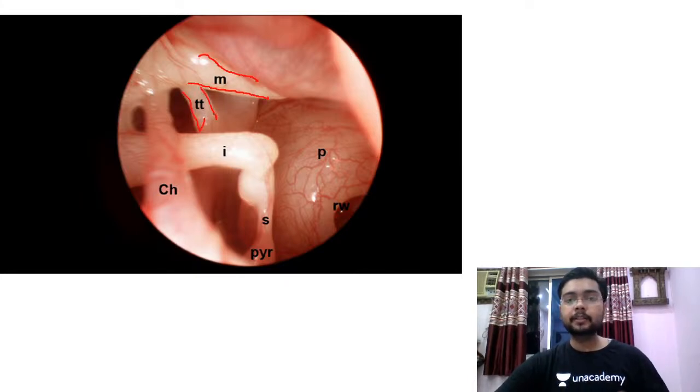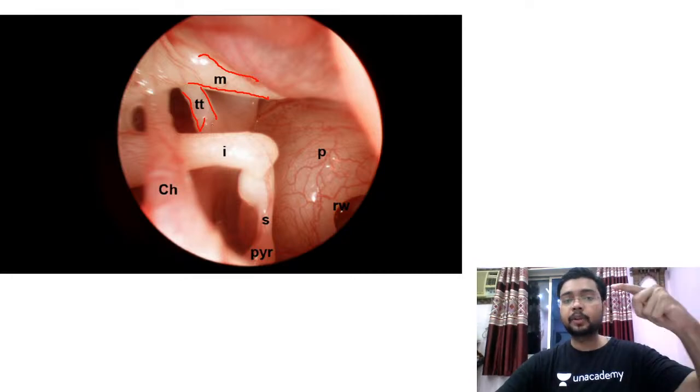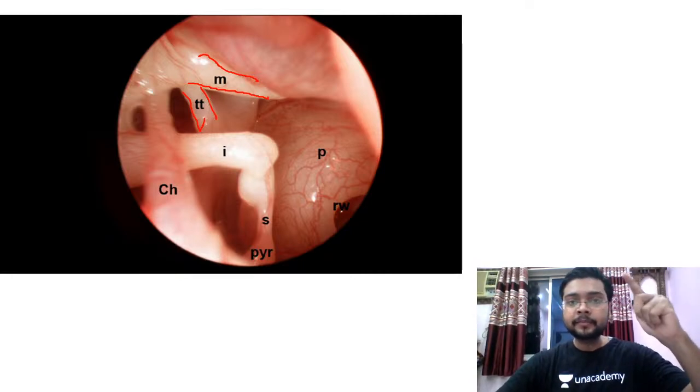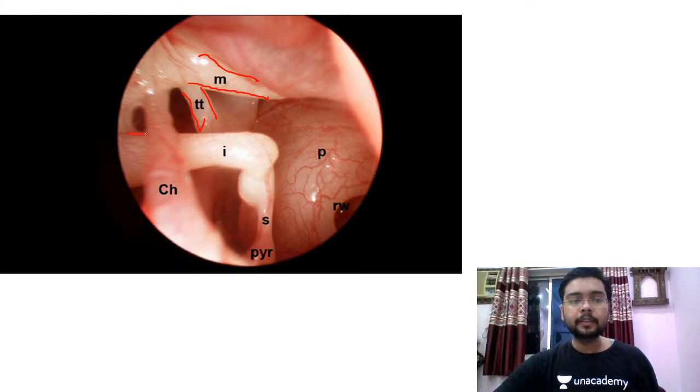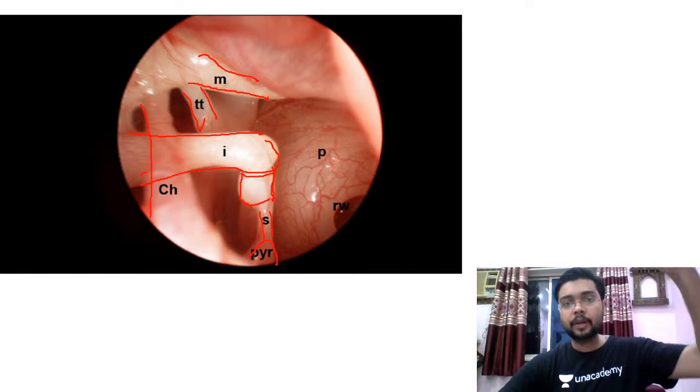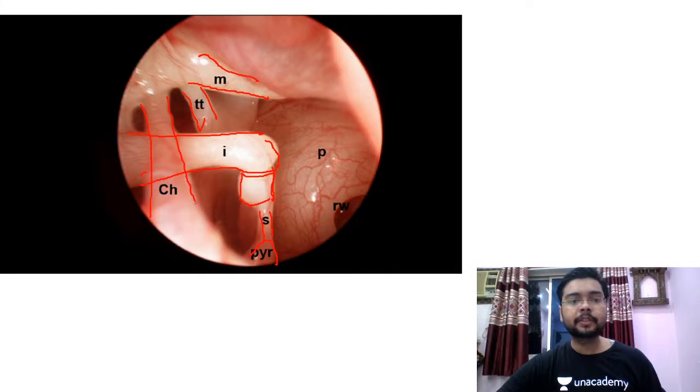Tensor tympani tendon, which is curving around the processus cochleariformis and arising at the neck of malleus, right? This is your long process of incus attaching to the lenticular process attaching to the head of stapes, right? And here you can see again the stapedius muscle, pyramidal process, and one nerve crossing over or above this long process of incus. This nerve is chorda tympani, right?